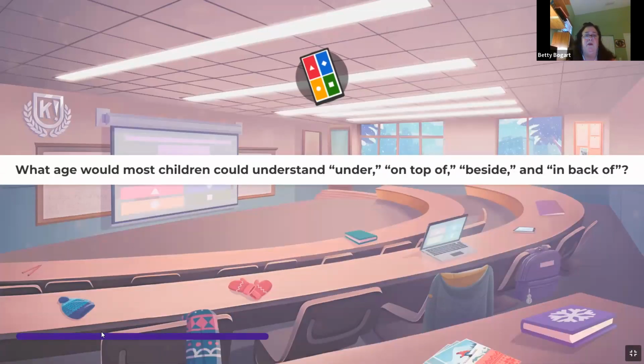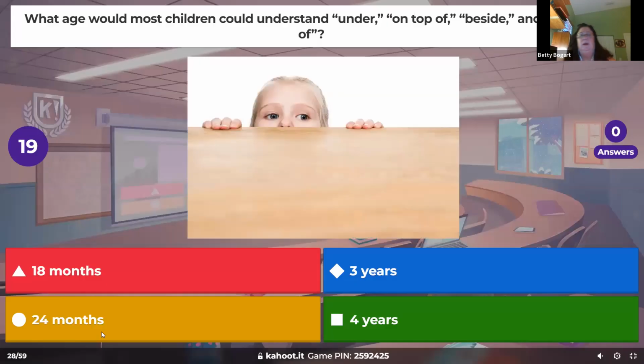At what age would most children understand under, over, on top of, beside, around, all of those things? Go look for your sneakers underneath the couch. Go look on top of your dresser for your shirt that I set out. Go beside your bed and find your toy that you left, right?